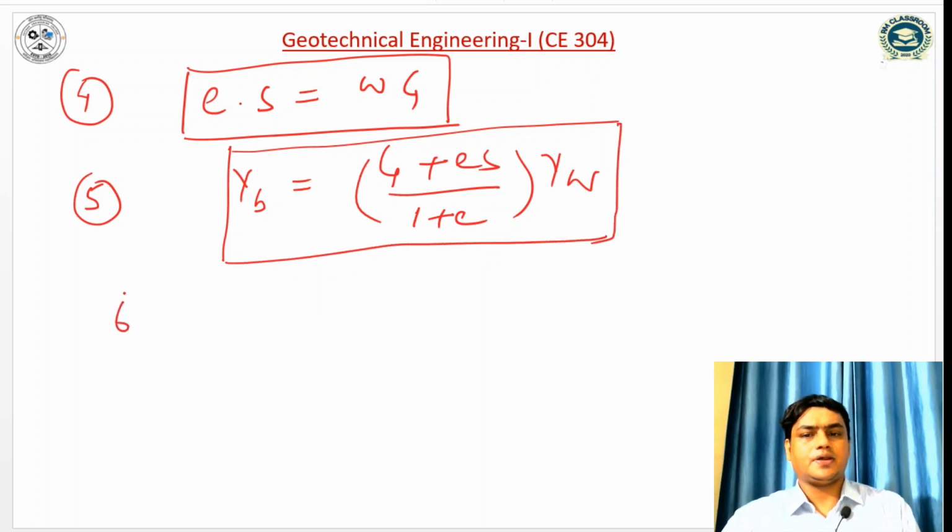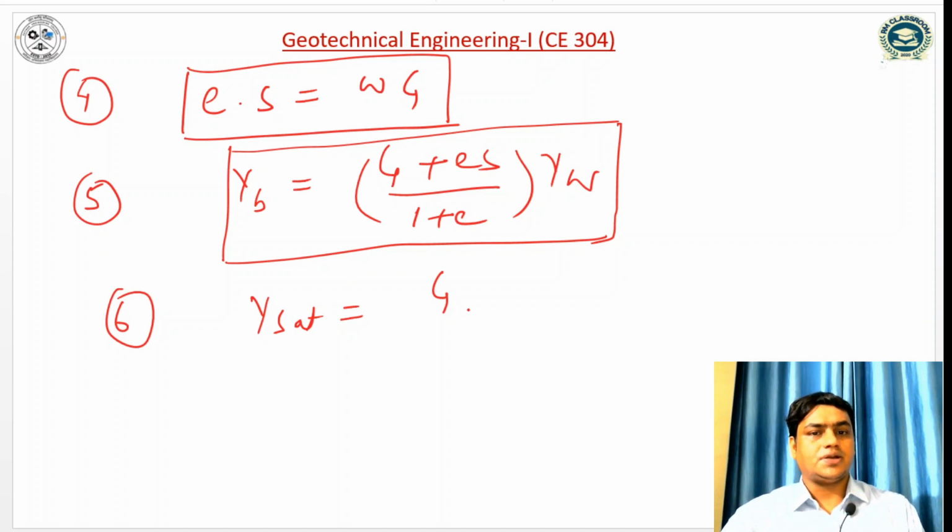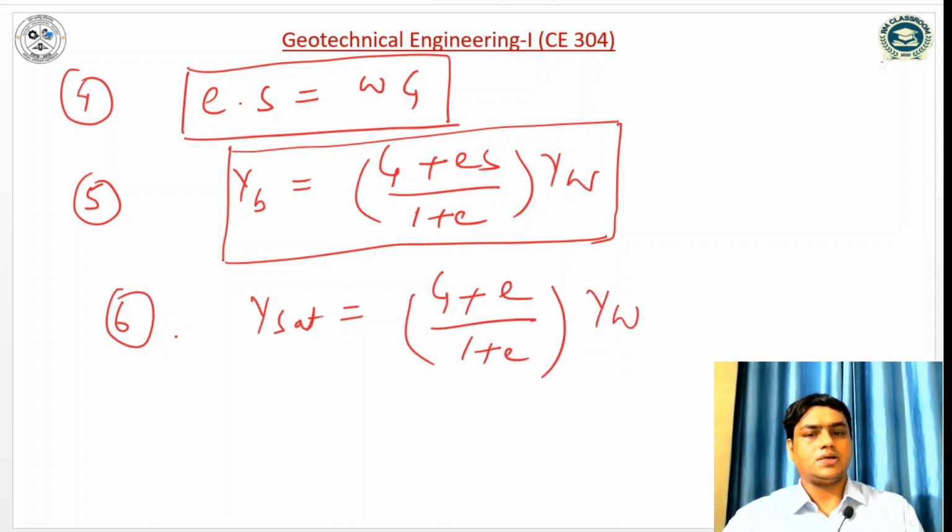And you have to put S is equal to 1 for the saturated density. So gamma saturated is equal to, put the value of S is equal to 1, because in case of saturated soil the degree of saturation will be unity or 100%. So G plus E divided by 1 plus E into gamma W. So this is the expression of saturated density.